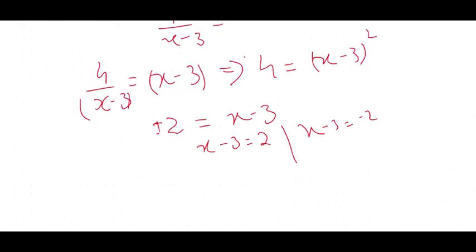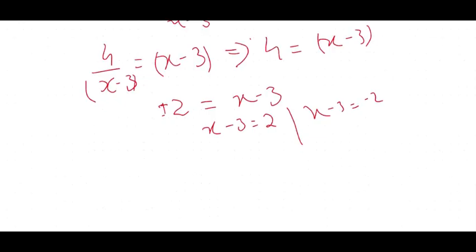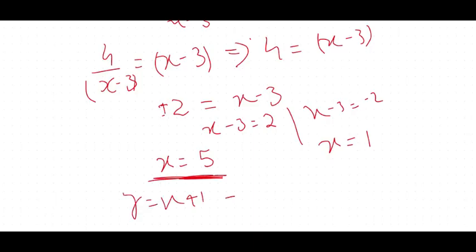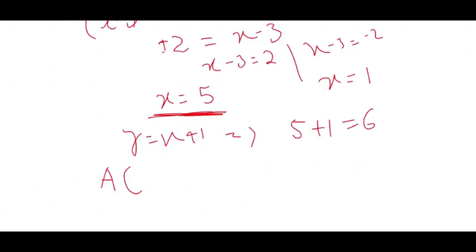So we have x equals 5 and x equals 1. Since A is shown in the first coordinate, we choose x equals 5. Substitute x equals 5 in the equation y equals x plus 1. So we have 5 plus 1, which equals 6. So the coordinate of A is (5, 6). This is the coordinate of A. All right.